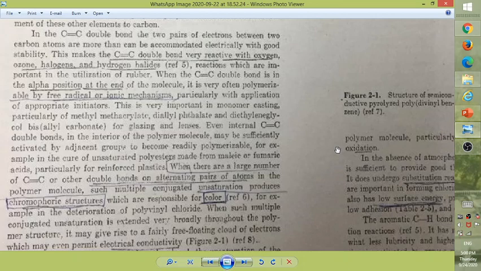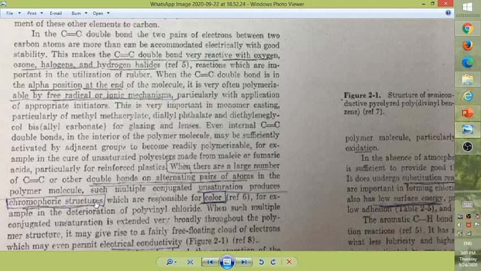So even internal C=C bond in the interior of the polymer may be sufficiently activated by adjacent groups to become readily polymerizable. For example, in the cure of unsaturated polyester made from maleic and fumaric acids, particularly for reinforced plastic, when there are a large number of C=C or other double bonds on alternating pair of the atoms in the polymeric molecule, such multiple conjugated unsaturation produces chromophoric structures.